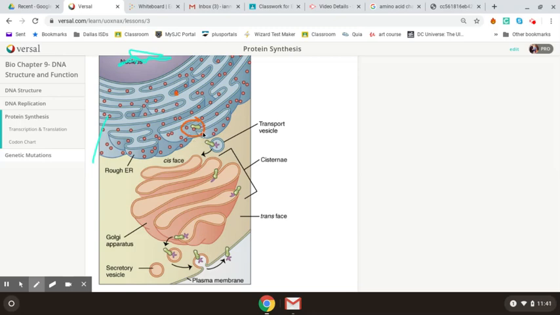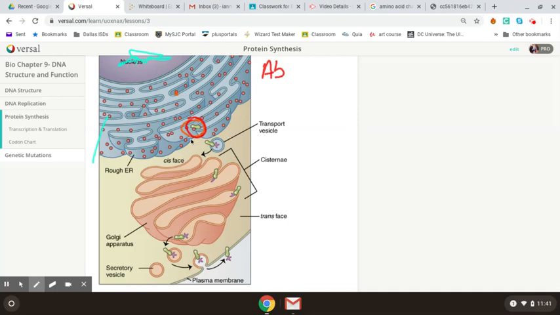The protein's made, but we need this protein to do its job. Now, our protein was an antibody, right? And antibodies typically will help fight infection. And infection is typically outside the cell. So this protein needs to be sent somewhere, okay? Now, typically proteins are sent to one of three places, and we're going to see that in a minute.